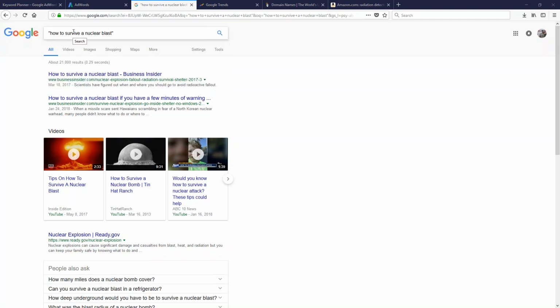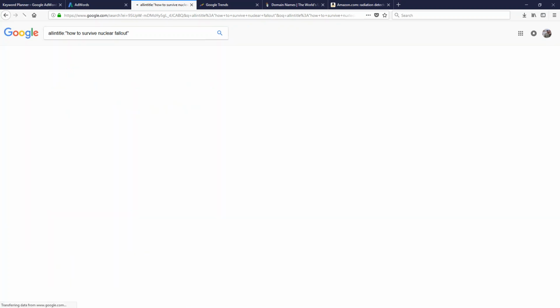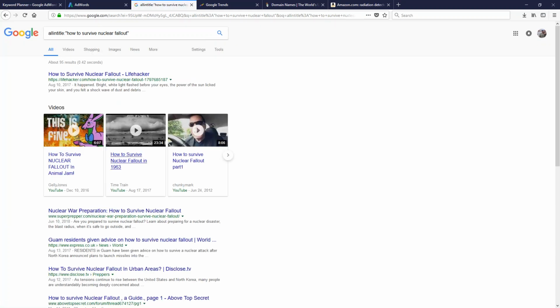So if this page only has 152, like this one, and I search something similar, such as how to survive nuclear fallout, and there's only 95, then there are fewer pages on websites going after this specific phrase compared with the one that I was just searching.